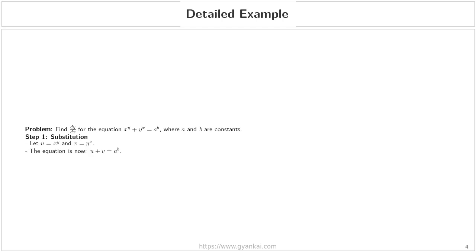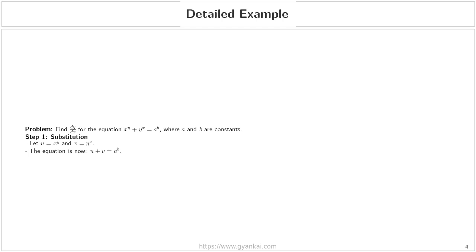Detailed example. Now that we have established the theoretical framework and the step-by-step methodology, let us apply these concepts to a detailed example. We are tasked with finding the derivative of y with respect to x for the equation x to the power of y plus y to the power of x equals a to the power of b, where a and b are constants. Starting with step 1, substitution.